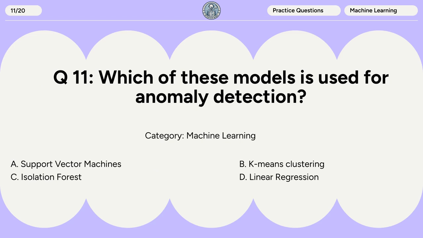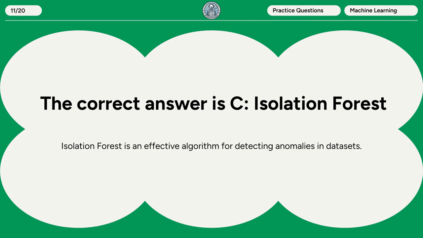Question 11. Which of these models is used for anomaly detection? A. Support vector machines. B. K-means clustering. C. Isolation forest. D. Linear regression. The correct answer is C. Isolation forest. Isolation forest is an effective algorithm for detecting anomalies in datasets.